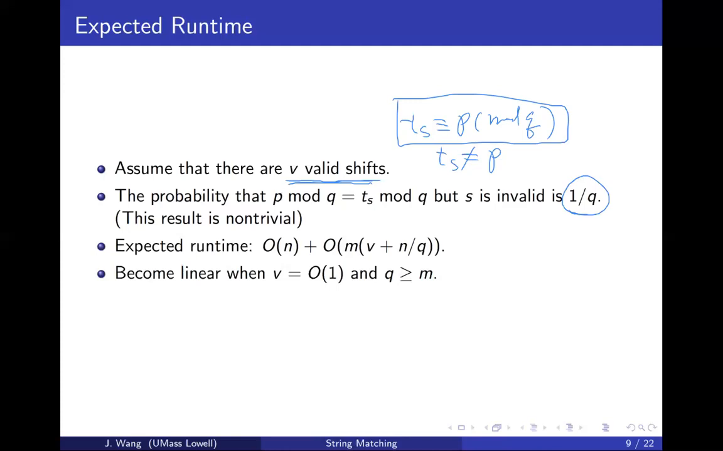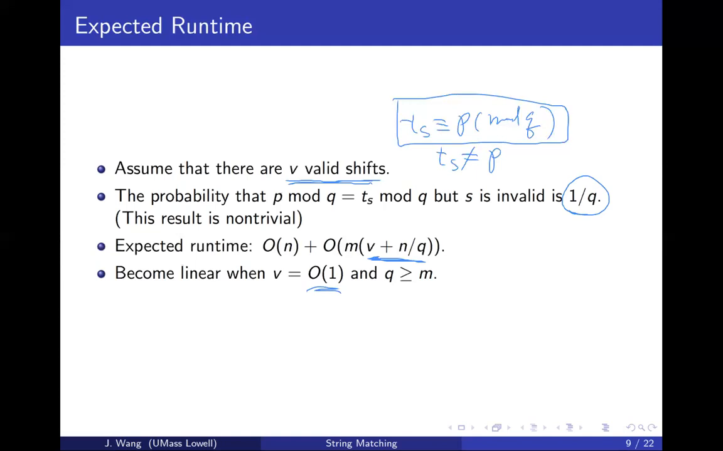Then, of course, the expected running time will be big O of N plus big O of M times V, since you have this many valid points, and then in expected time plus N over Q. Okay, so that's N over Q. So that means that when you don't have too many valid shifts, let's say you only have constant valid shifts, sometimes this is only maybe 1 or 2 appearances of the pattern in the string, and so that would be constant.